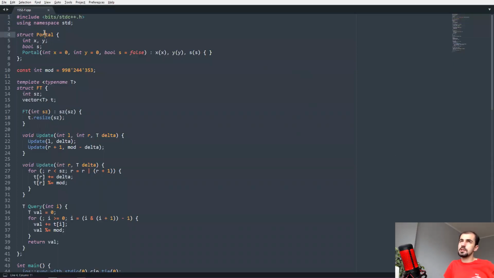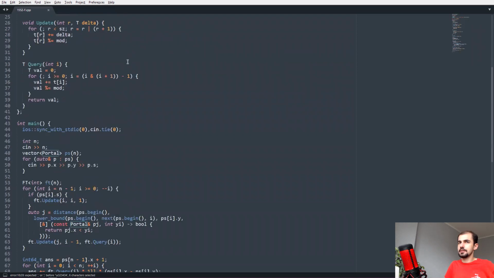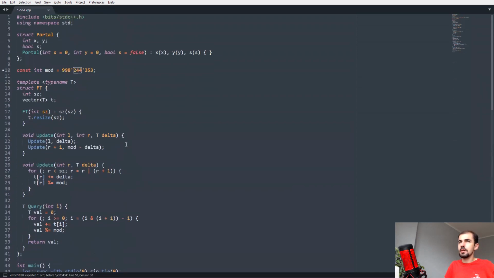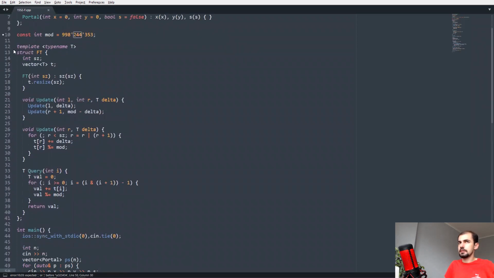So just for convenience, I defined a custom structure to hold a portal. There is not much to it. I could have used just tuples, but I like custom member names, so that's why. I also have my Fenwick tree. It's fairly average. It can be used for segment updates only.